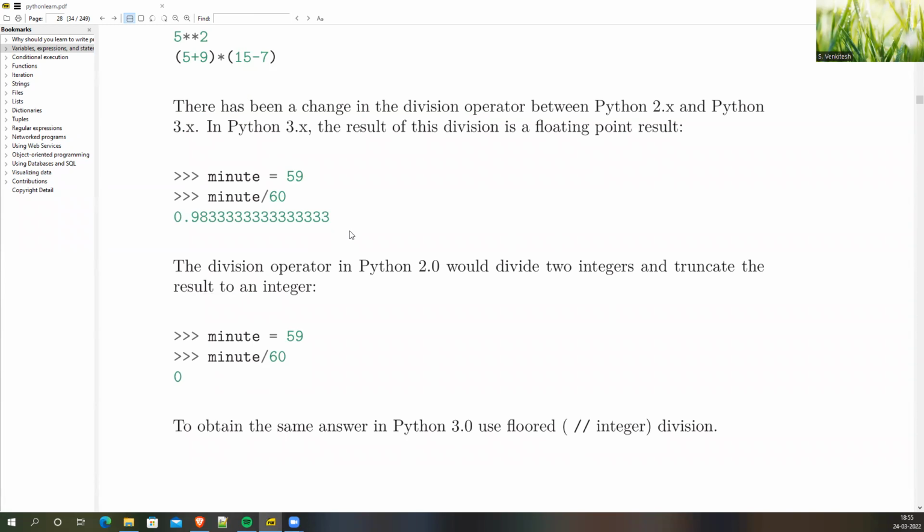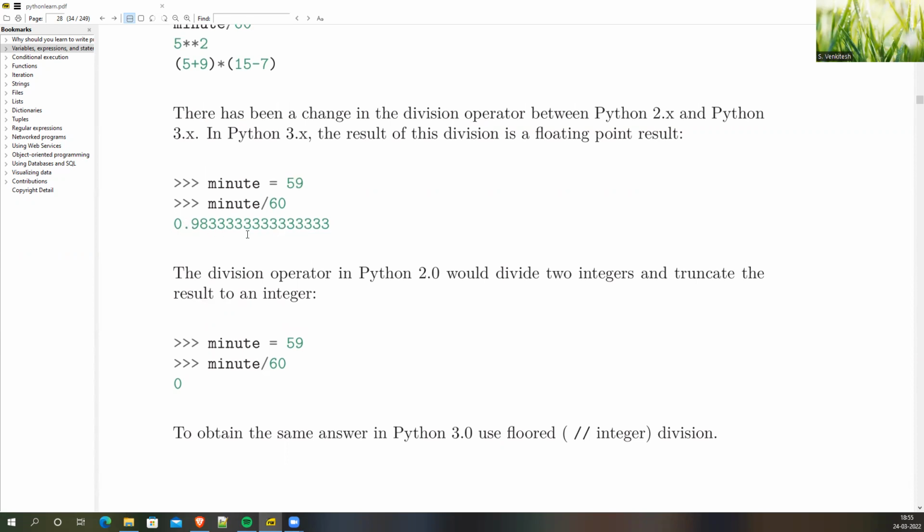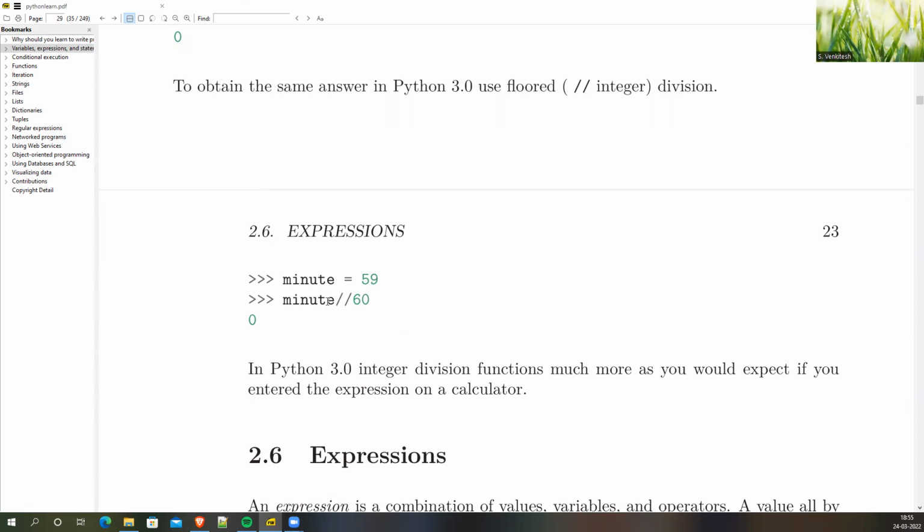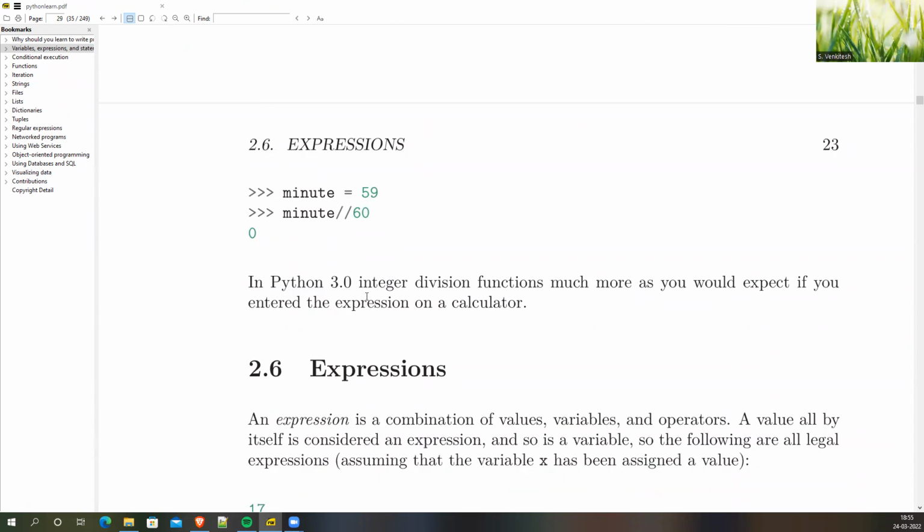So this is Python 3.0. They have given hours, minutes kind of calculation. So you take 59 minutes divided by 60 and you get this, that is close to 1, 0.98333 something. But if you take minute double backslash 60, then you get 0 because 59 is less than 60. You divide 59 by 60 and the quotient is 0. Right? So that is what it is.